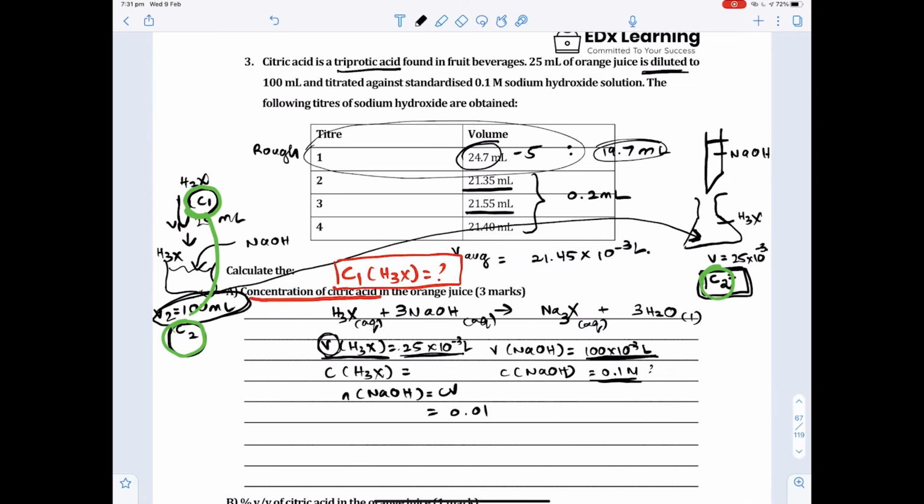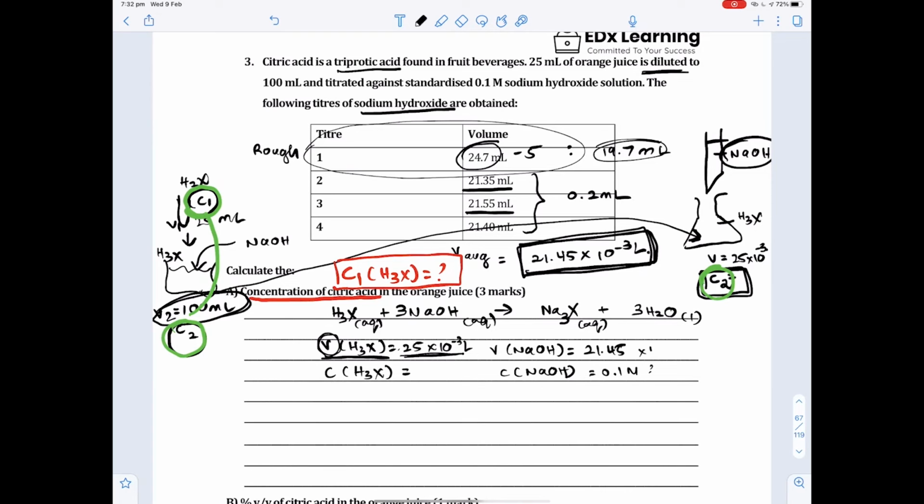Wait, didn't you say you were meant to find the average titer value? And yes, then that is right. Sorry, I was asking you all for data. I think someone gave me 100, but the answer is yes. The average titer is 21.45. And what is the average titer? It's titers of sodium hydroxide, which is in our burette. So yeah, it should be 21.45 times 10 to the power negative 3.